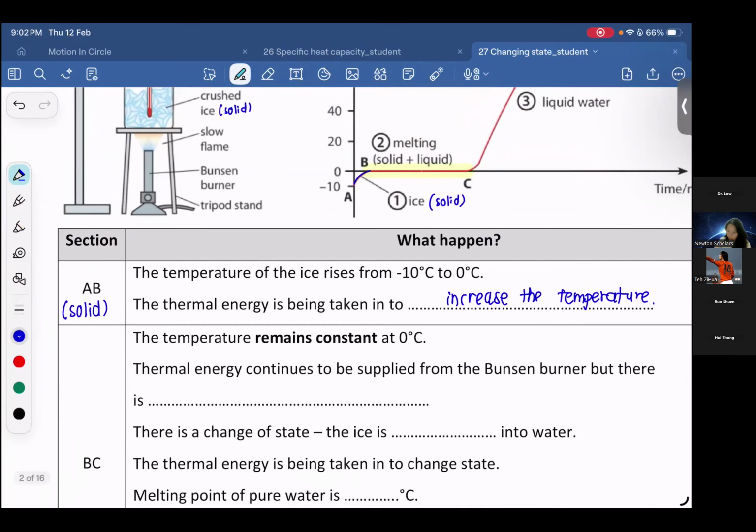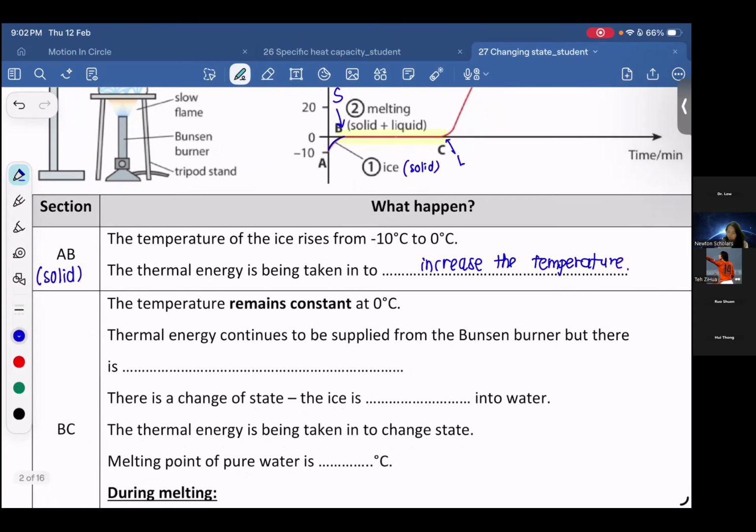So for this part, some of the ice starts to melt. Some of the ice converts from solid to liquid, but some of the ice is still there. Therefore, in section BC, we have solid plus liquid. But at point C, it will be completely liquid. Point B is completely solid. In between them is solid plus liquid. We see the temperature remains constant at 0 degrees Celsius. Thermal energy continues to be supplied from the Bunsen burner, but there is no change in temperature.